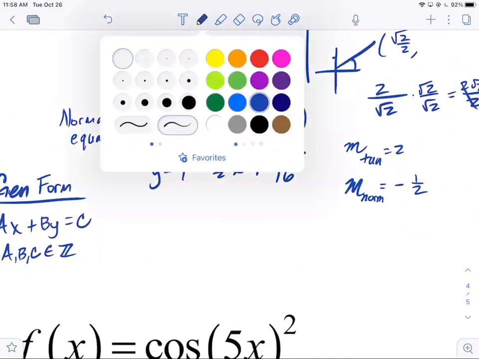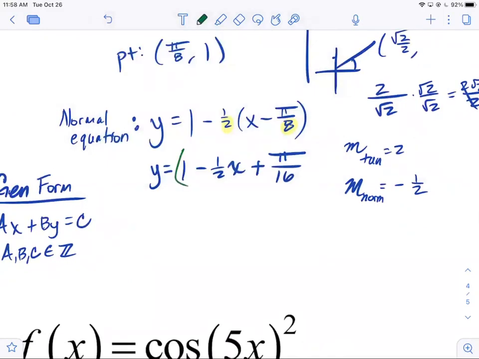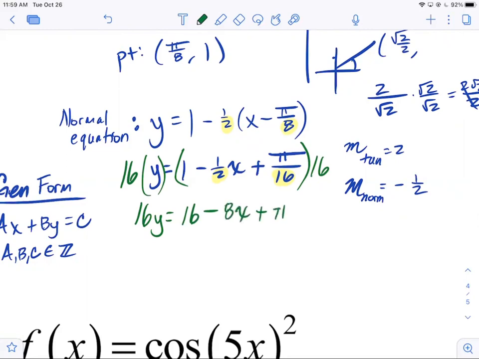Now, to clear out the fractions, unless you just absolutely love working with them until the very end, multiply both sides by your LCM of 2 and 16, which is what? 16, right. So 16 on this side, and notice the parentheses, 16 on this side. So you get 16y over here, and now you just distribute to everything. So you get 16. This is going to be minus 8x, and then this will be plus pi.